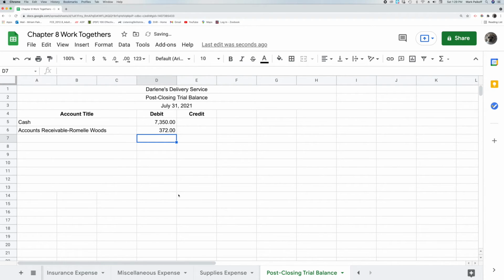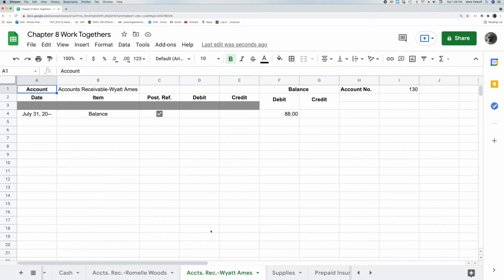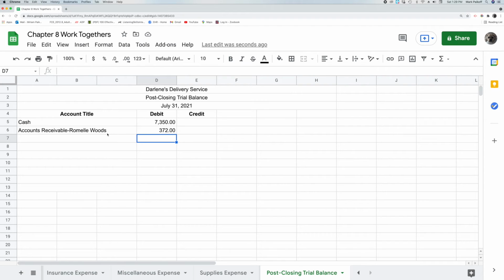The next account is going to be accounts receivable Wyatt Ames. So if we come over to the accounts receivable Wyatt Ames ledger, as you can see here, this account has a debit balance of $88. And if we come back over to the post-closing trial balance, we're going to put in accounts receivable Wyatt Ames for the account title, and then we're going to record the amount in the debit column.